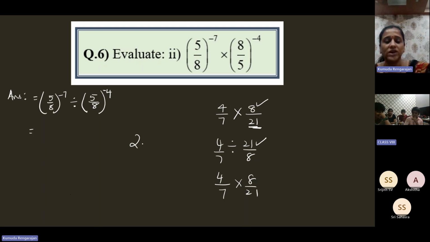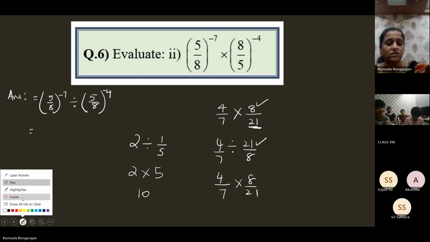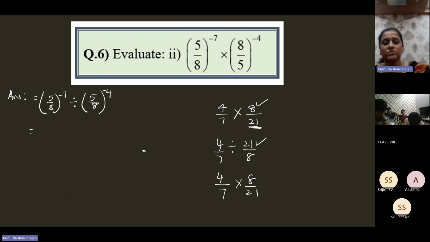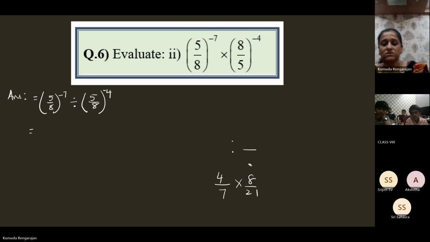If we have 2 divided by 1 by 5, what will you do in the next step? 2, division becomes multiplication. 1 by 5 becomes 5 by 1, which is 5. So the answer is 10. Yes or no? Yes, ma'am. See, all of you must look at the screen when I'm teaching, when I'm saying something. Okay, then the next step.